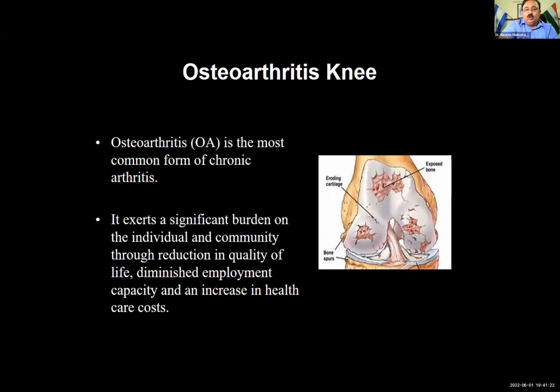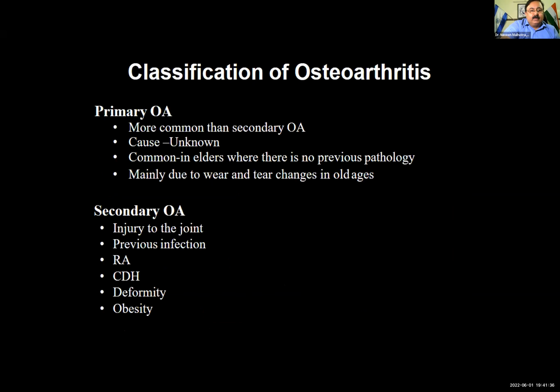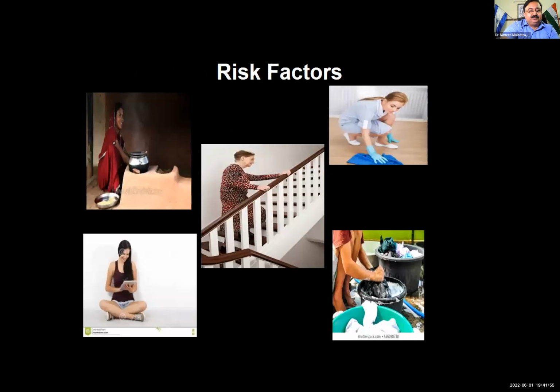Osteoarthritis is the most common form of chronic arthritis, and it exerts a significant burden on individuals and the community as a whole. There is a decrease in quality of life and an increase in healthcare costs. It can be primary, which is more common than secondary osteoarthritis, usually occurring in the elderly where there is no previous pathology, mainly due to wear and tear and age-related changes. Secondary osteoarthritis can be because of injury, previous infection, rheumatoid arthritis, other deformities, and obesity.